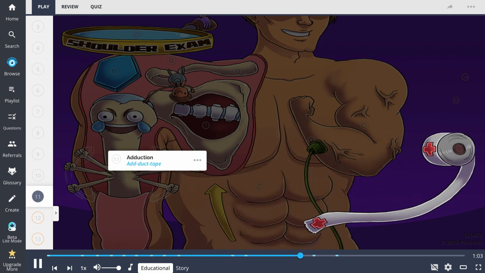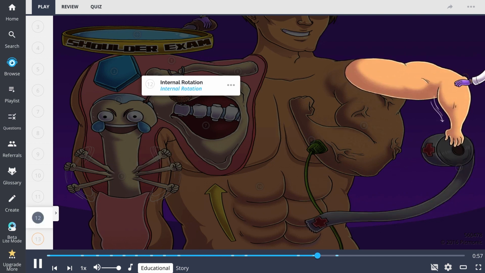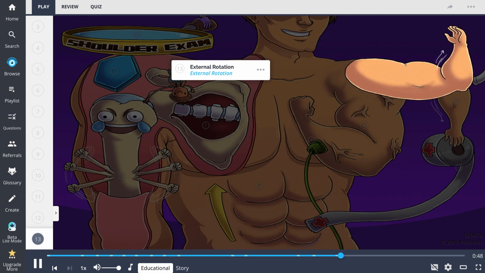Adduction has a normal range of 30 degrees and involves moving the arm toward the midline. Finally, we have rotation. Internal rotation has a normal range of 80 degrees and is represented by our character performing internal rotation of his arm. External rotation has a normal range of 90 degrees and is represented with our character externally rotating his arm. Both of these motions are completed by flexing the patient's shoulder and arm to 90 degrees prior to the physician stabilizing the scapula and rotating both internally and externally.